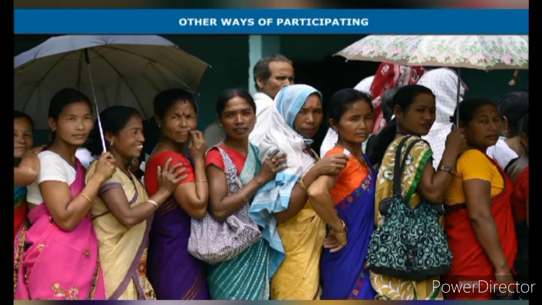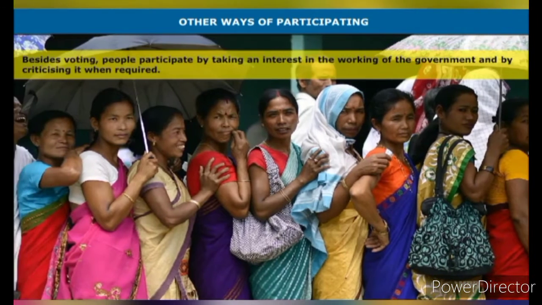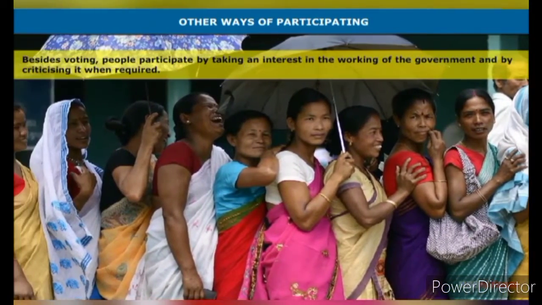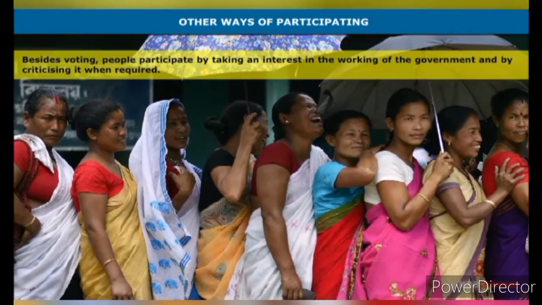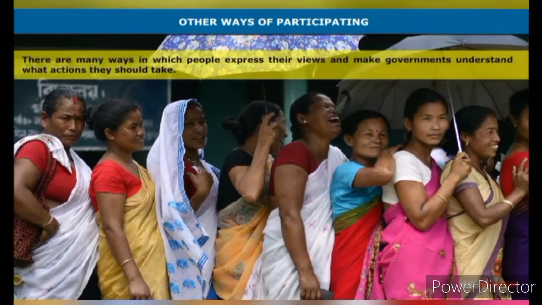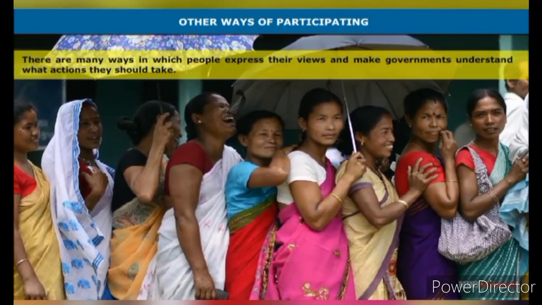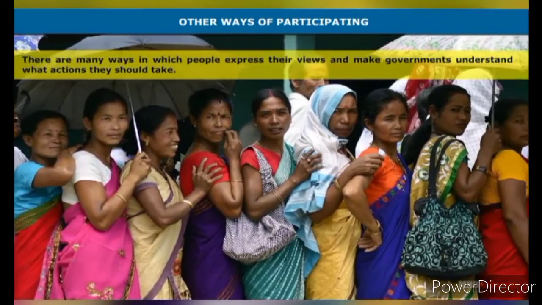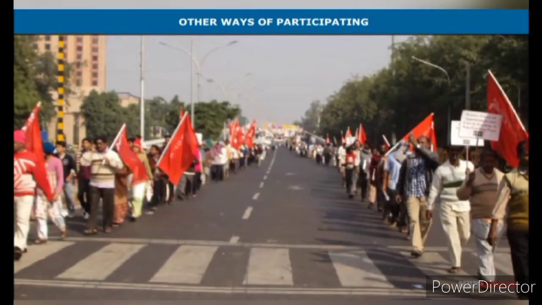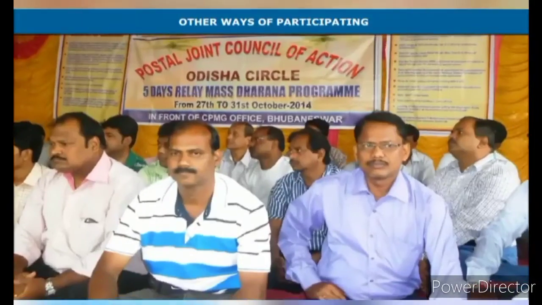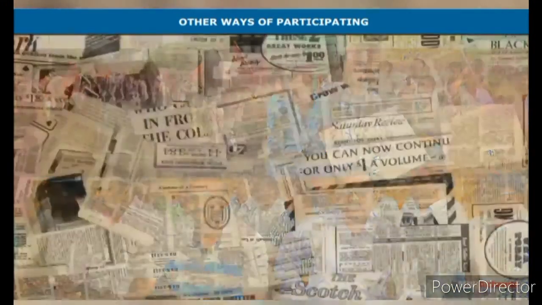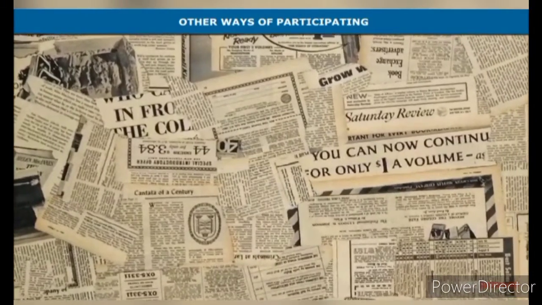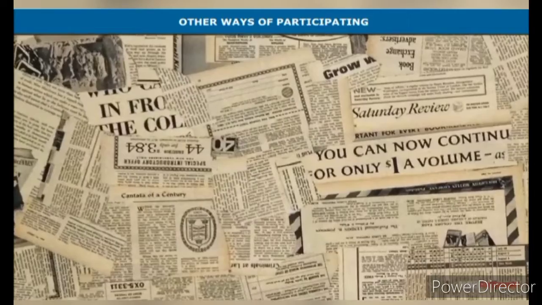Other ways of participating. Besides voting, people participate by taking an interest in the working of the government and by criticizing it when required. There are many ways in which people express their views and make governments understand what actions they should take. These include dharnas, rallies, strikes, signature campaigns, etc. Newspapers, magazines, and TV also play a key role in discussing government issues and responsibilities.